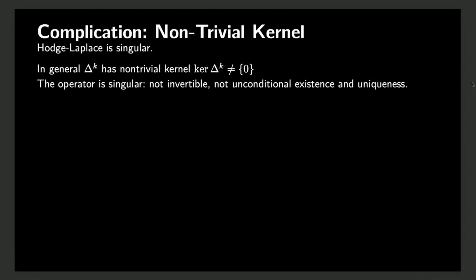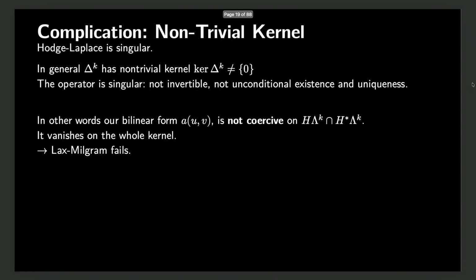And now we basically get to the complication of the whole field of finite element exterior calculus, if you want so, which is that the Hodge-Laplacian has a big kernel. It is singular, and therefore it is not just invertible and doesn't have unconditional existence and uniqueness. Or in variational terms, our bilinear form is not coercive on our Sobolev space, so we cannot apply Lax-Milgram.